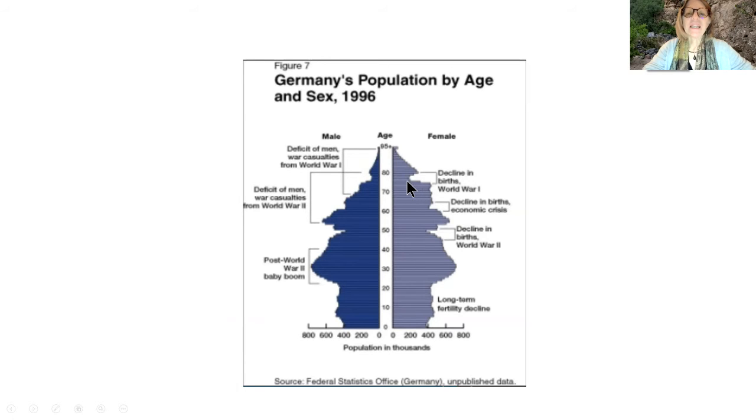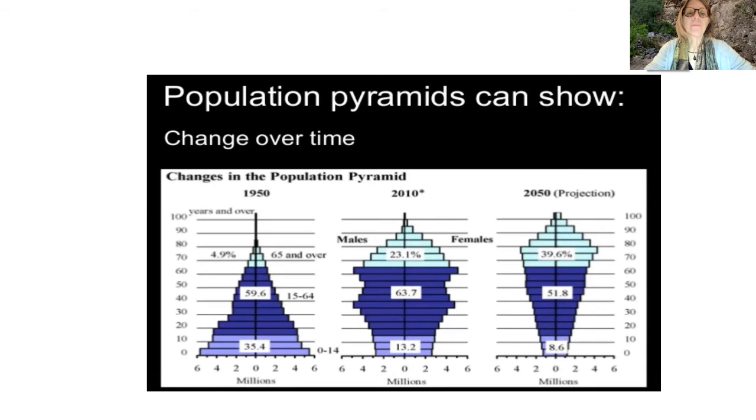Then there was a decline in birth rates during World War I, so a bit of a dip in there. The difference between men and women here is because men died in World War II. Decline in birth rates in World War II, and then on both sides, the post World War II baby boom, and then, even more distinct, there's a long-term fertility decline. That's Germany.